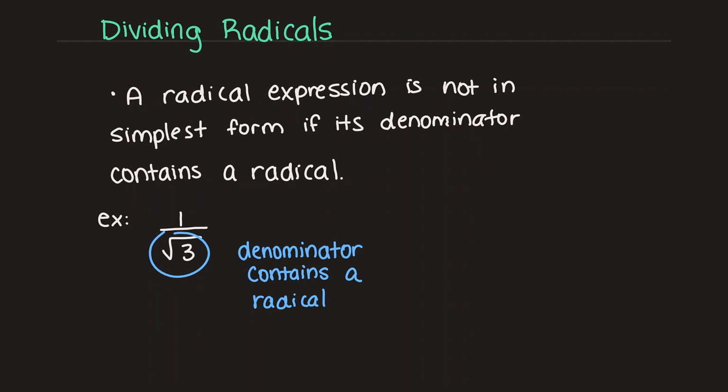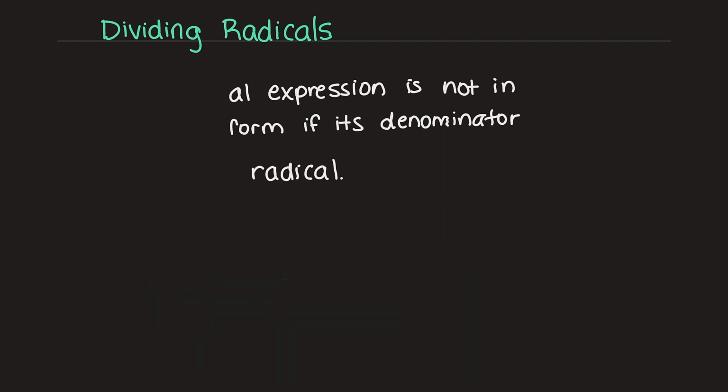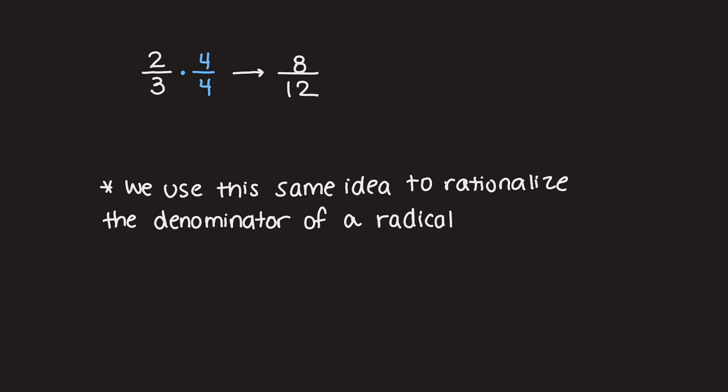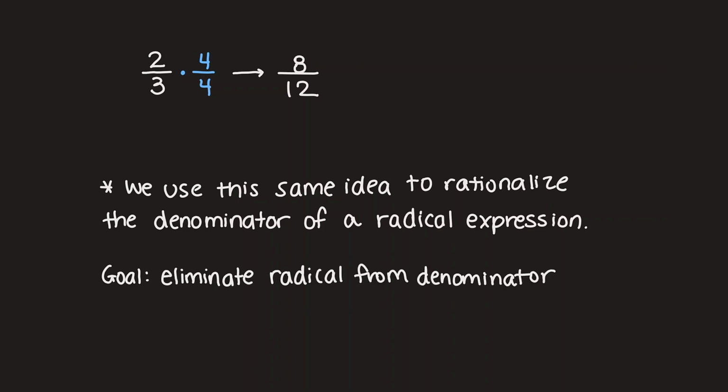So to rationalize the denominator, we use the fact that multiplying the numerator and denominator of a fraction by the same quantity results in an equivalent fraction. For example, if we have the fraction 2 over 3, we can multiply this by 1 in the form of, say, 4 over 4, which gives us an equivalent fraction of 8 over 12. We use the same idea to rationalize the denominator of radical expressions. And the goal of rationalizing a denominator is to eliminate the radical from the denominator.